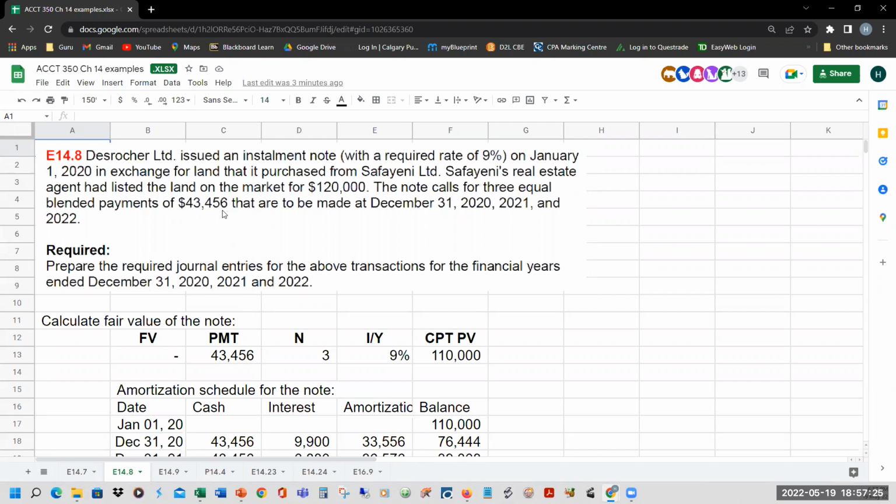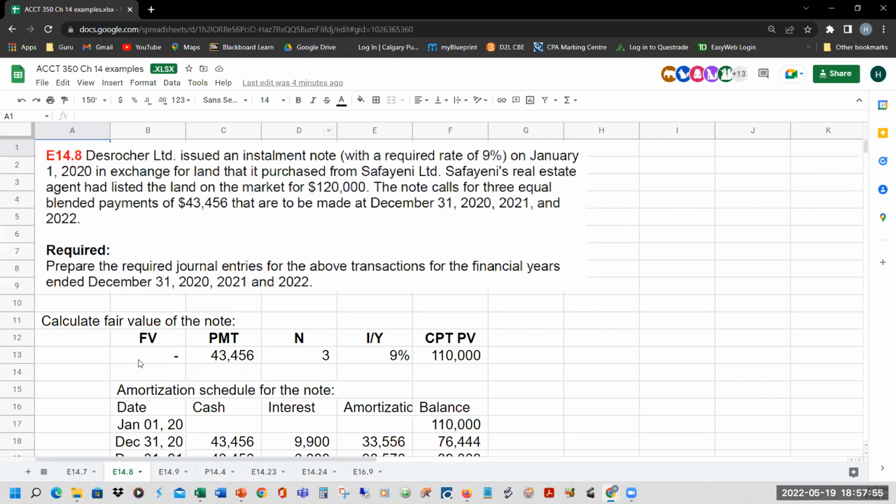What's going to happen in the case of DeRocher is that it's going to pay the seller of the land $43,456 every year for 3 years. So included in the $43,456 would be an amount of principal as well as interest. Now, the rate of interest that is imputed here is 9%, right? That's the market rate at this time. So when we calculate the value of the note, that's what we should keep in mind.